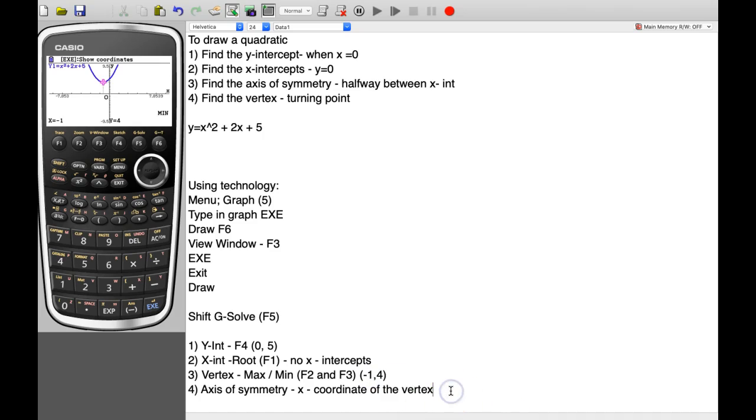Now you remember that the vertex actually lies on the axis of symmetry. So the x-coordinate of the vertex is the same as the axis of symmetry, so therefore x equals -1.